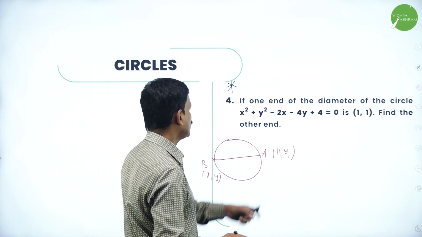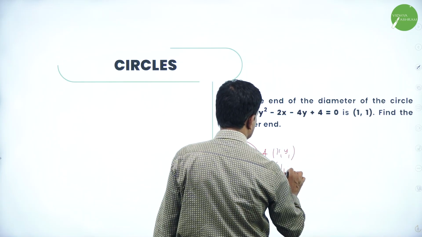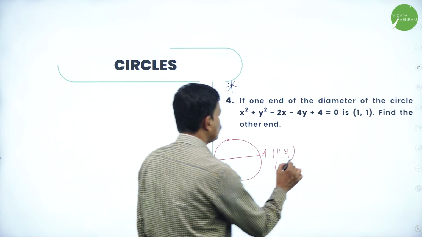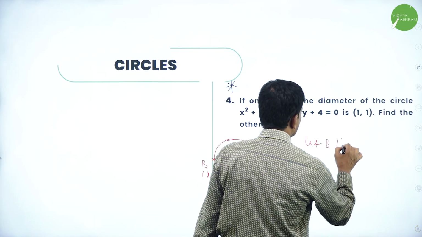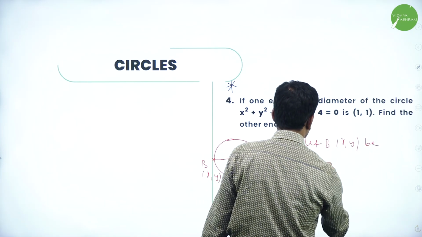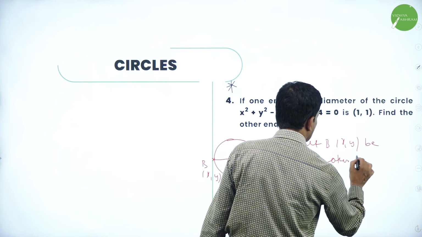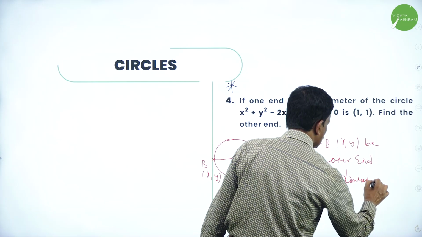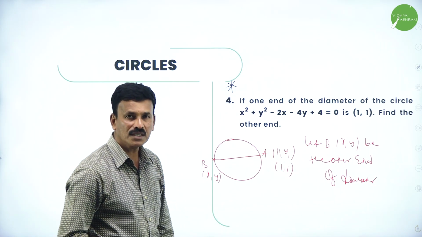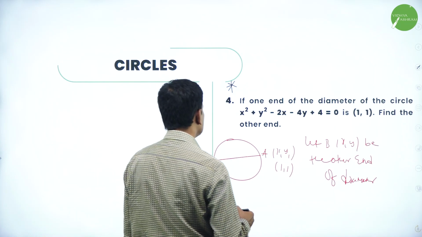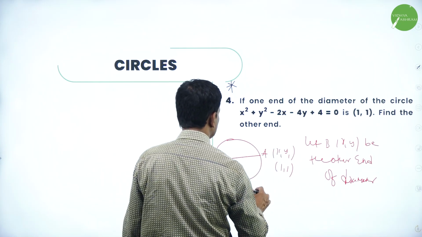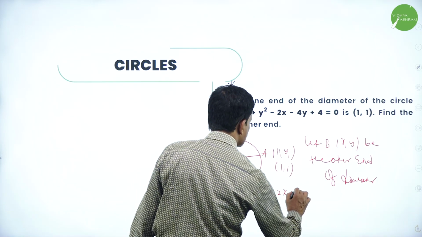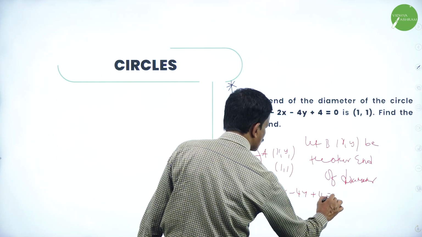So if one end of the diameter of the circle is 1, 1, find the other end of the diameter. Let B, x comma y, be the other end of the diameter. Now, just what is given here? x square plus y square minus 2x minus 4y plus 4 is equal to 0.